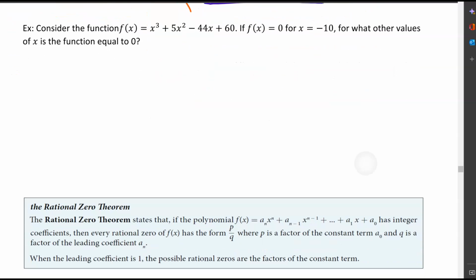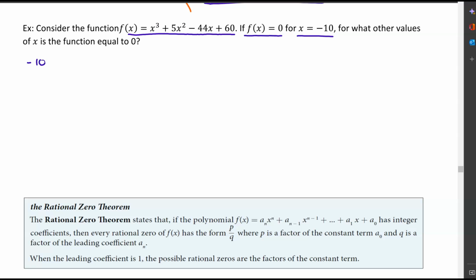Let's take a look at the next one. For our example, consider the function f of x equals x cubed plus 5x squared minus 44x plus 60. If f of x equals 0 and x equals negative 10, for what other values of x is the function equal to 0? So we're going to start off again with our synthetic division, because this is telling us that when x equals negative 10, our function is 0.